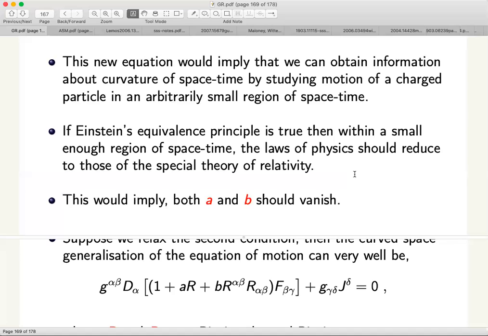But that is the statement of Einstein's equivalence principle. That in a small enough region, if you look at two frames which are co-moving, then they should satisfy special relativity and therefore be inertial frames with respect to each other. Okay. Any other question?